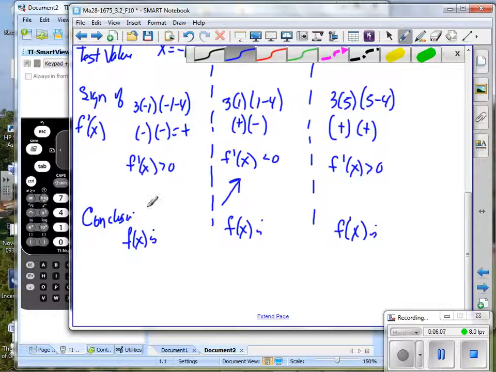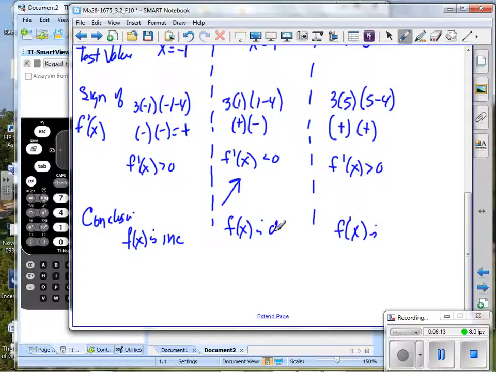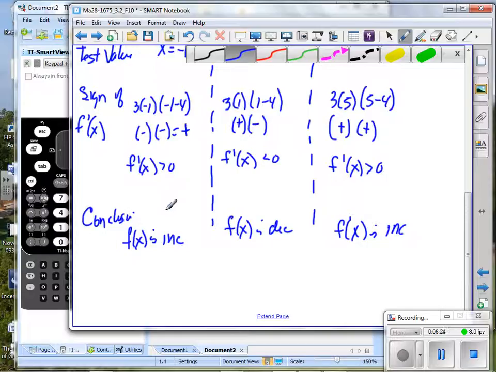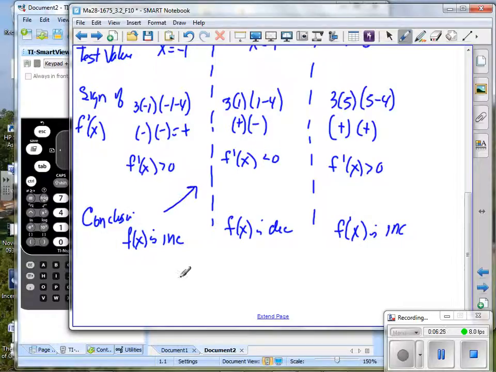Help me out here. If it's positive, it's increasing. If it's negative, it's decreasing. If it's positive, it's increasing again. Okay, so let's try this again. If the first derivative is positive, it looks like that. If it's negative, it looks like that. If it's positive, it looks like that.